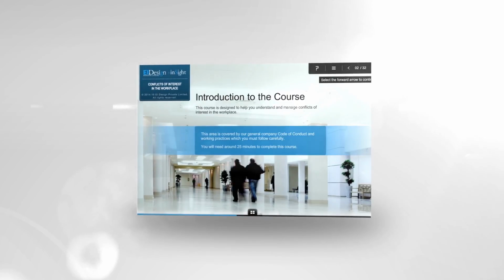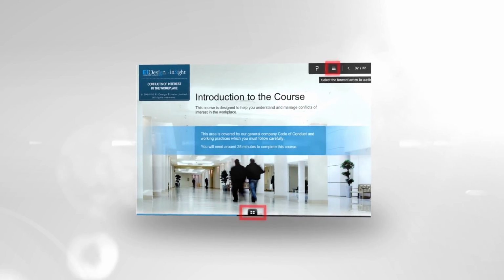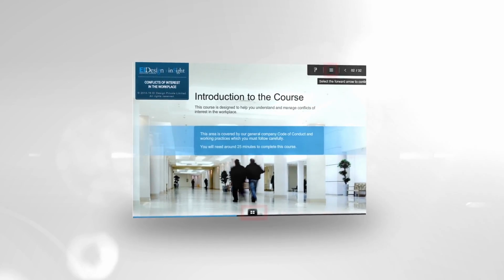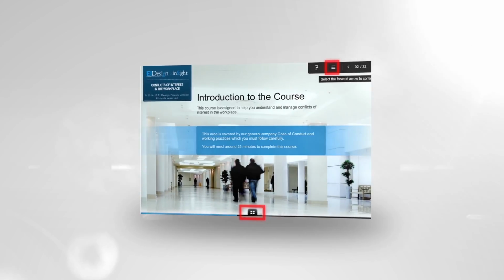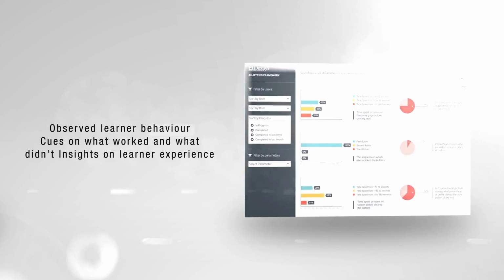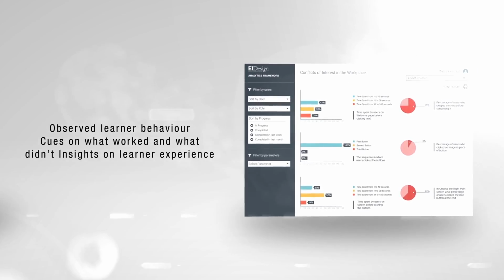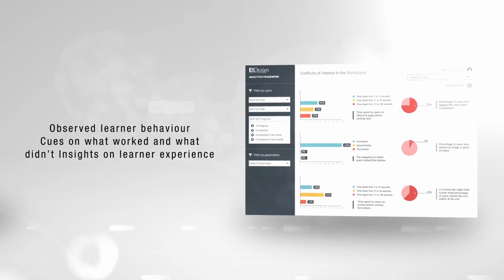Here's another instance where we checked how many people actually access the pages using the top menu and the bottom thumbnail menu. The intention was to determine usage patterns and ease of use in the user interface. We observed the learner behavior on these screens and generated a report that gave us clear cues on what worked and what didn't. This gave us valuable insights on the learner experience and to amend our design where required.